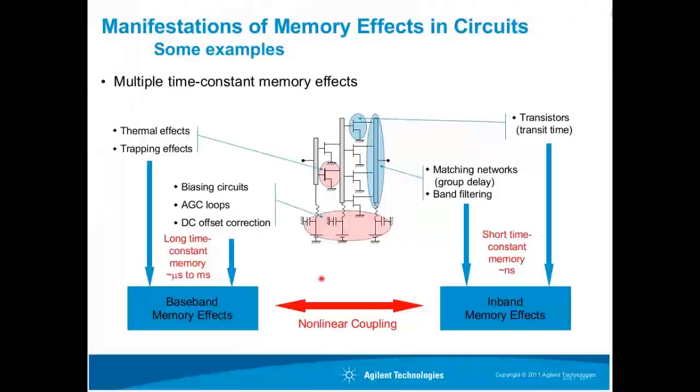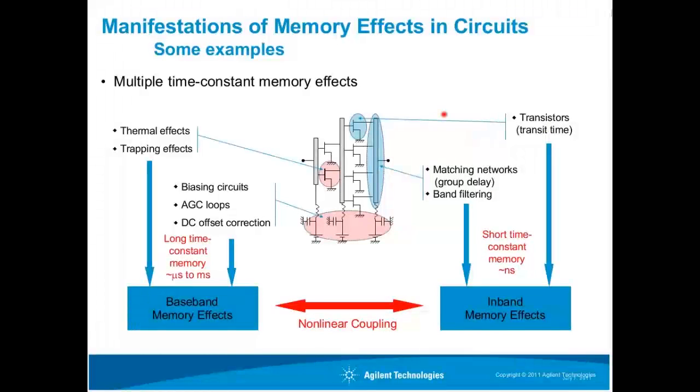So we'll start over here with the in-band effects. Things like matching networks or band filtering in your band of interest that you have in your circuit could look like in-band memory effects. Transistor transit time could be involved.